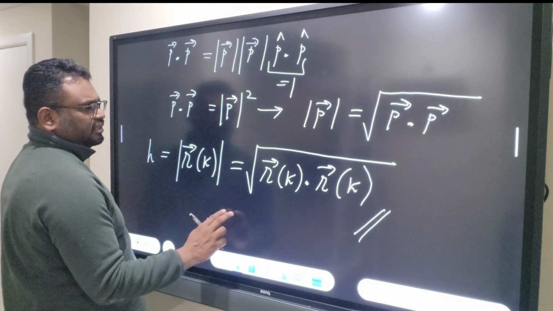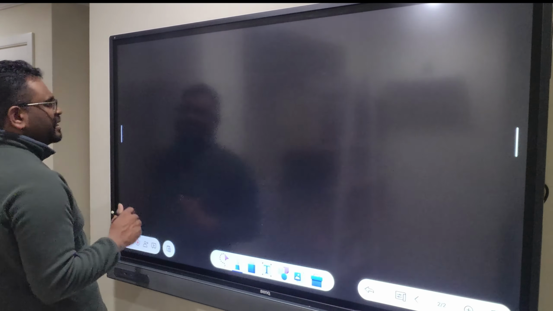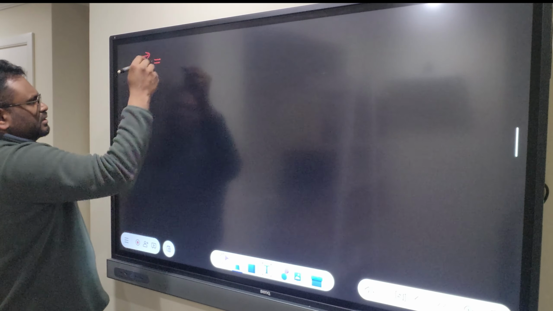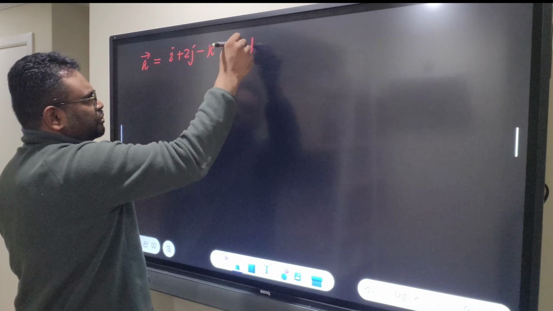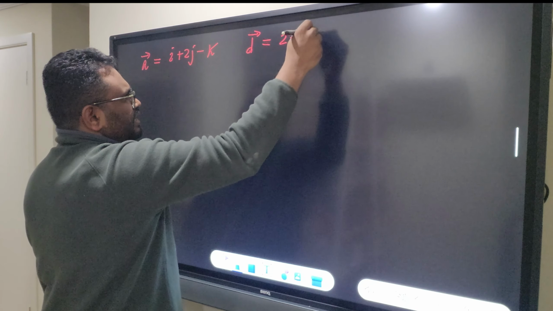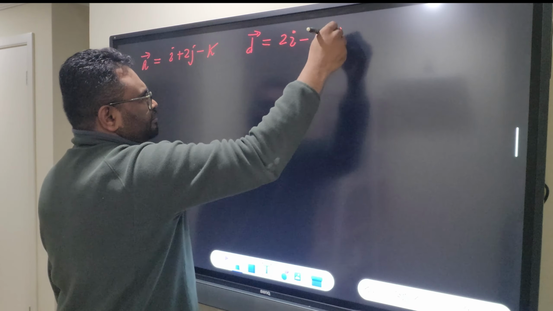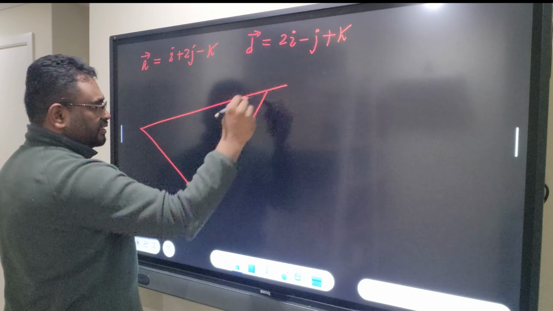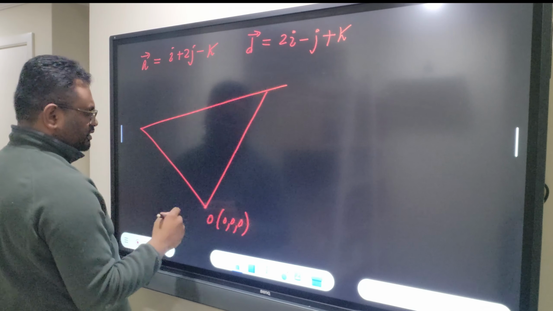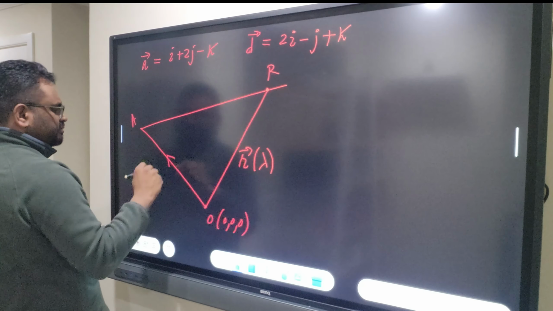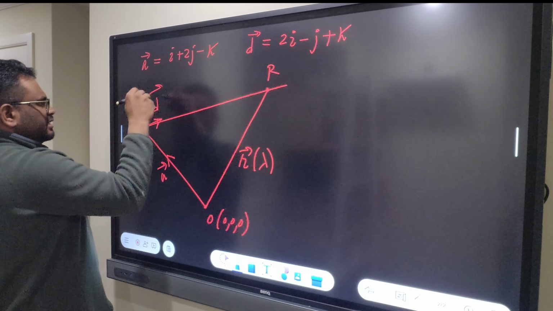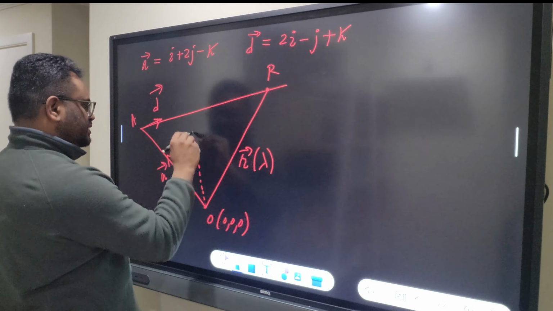Okay, good. Now let's think about an example. Think about a vector a as i plus 2j minus k. Then think about d vector to be 2i minus j plus k. We need to find the shortest distance from the origin, 0, 0, 0. So this is the origin, this is our arbitrary point, and this is r of lambda. The final goal is to find this h, which is a scalar, the shortest distance from this point to this line.